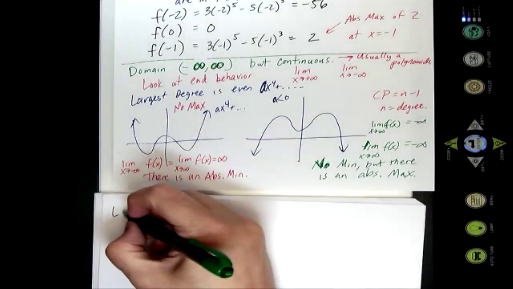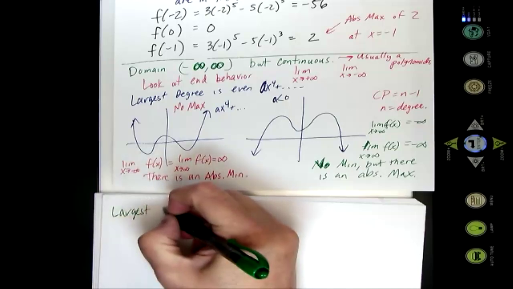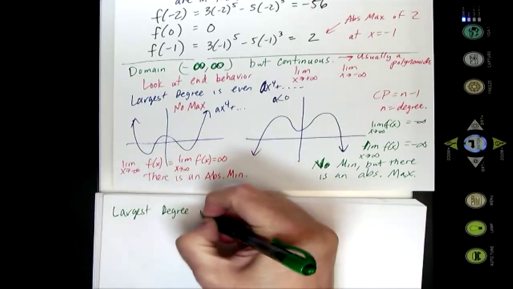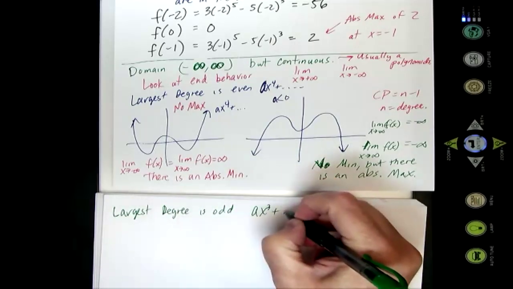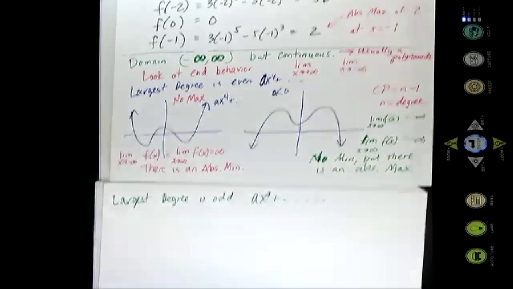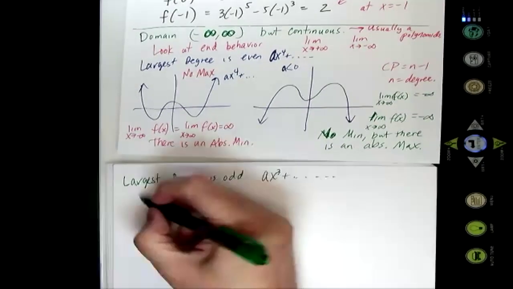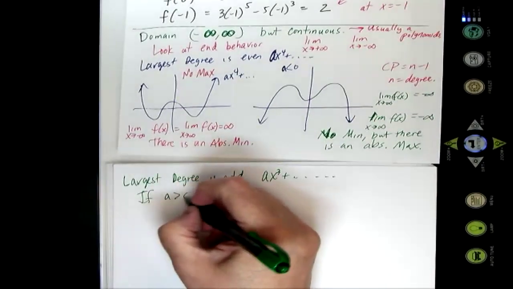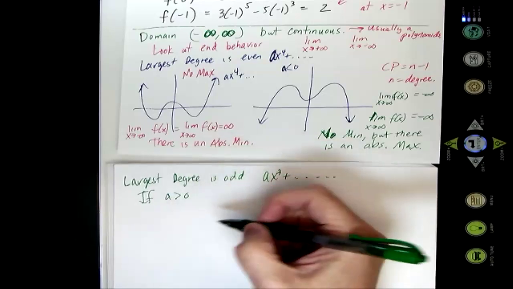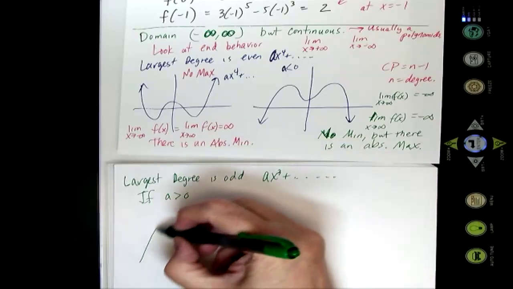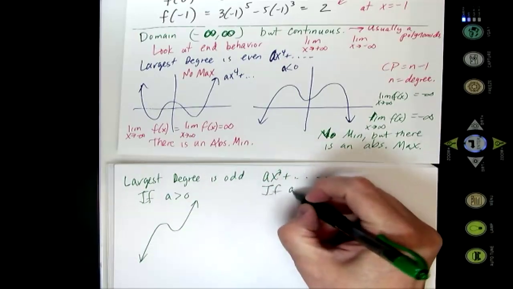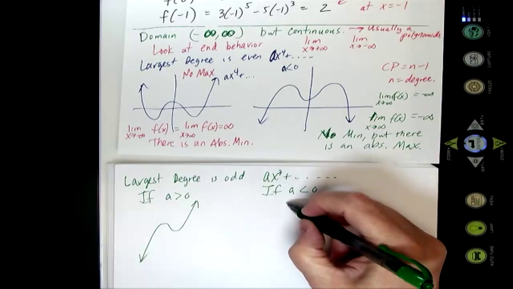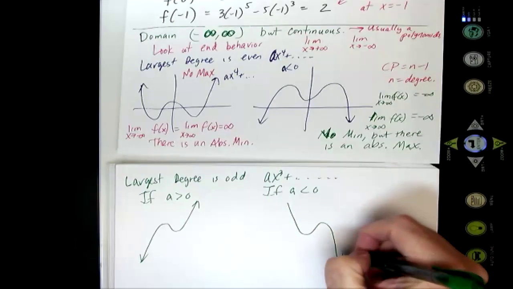So the largest degree is odd: ax cubed plus other terms. If a is greater than 0, it looks kind of like x cubed, but there are some turning points in the middle. If a is less than 0, it looks like this.